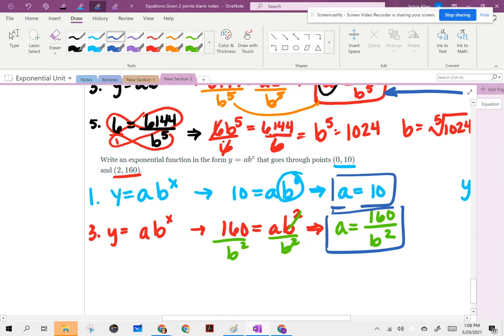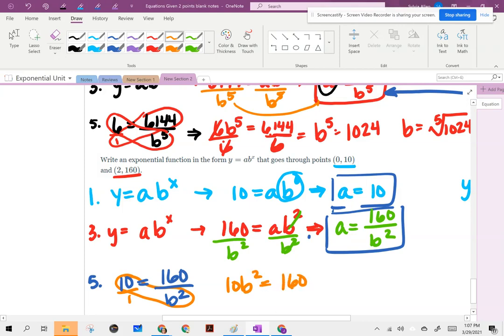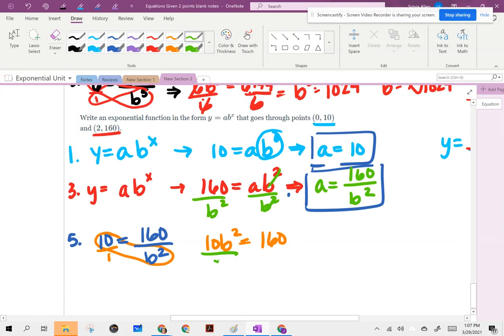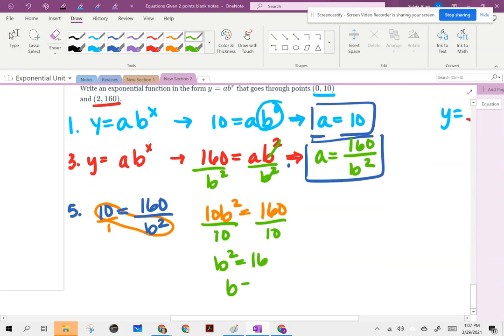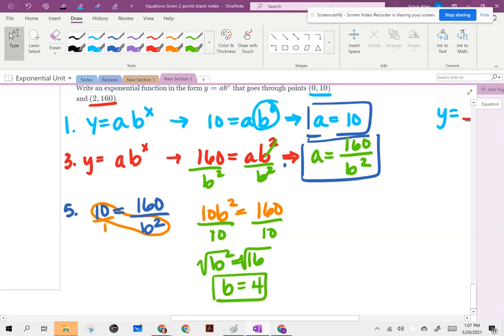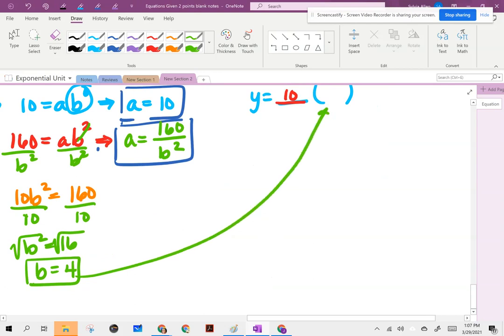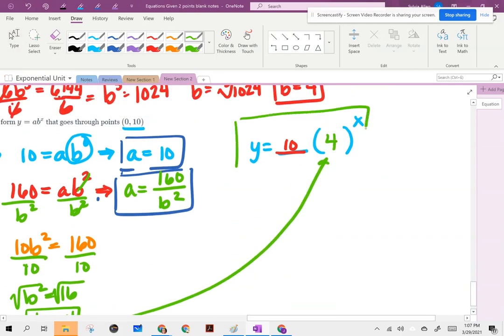Okay. Step 5 says to set those two things equal to each other. So I get 10 is equal to 160 over b squared. Cross multiply, set yourself up. 10b squared is equal to 160. Divide by 10. B squared is equal to 16. That tells you that b is equal to the square root of 16, which is 4. Box it. I can take my b and plug it in here, and I get to box my answer.